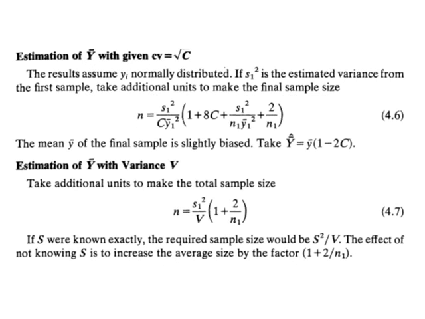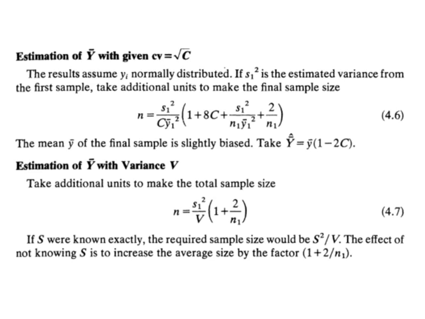Estimation of y bar with given coefficient of variation equal to root c. The results assume that y is normally distributed. If s1 squared is the estimate of the variance from the first sample, we take additional units to make the final sample size n equal to s1 squared over c times y bar squared times (1 plus 8c plus s1 squared over n1 y bar 1 squared, plus 2 over n1). The mean y bar of a final sample is slightly biased. Take y bar hat equal to y bar times (1 minus 2c).